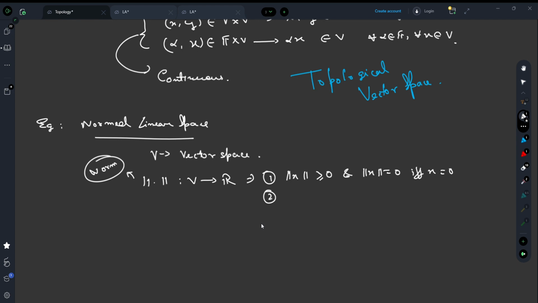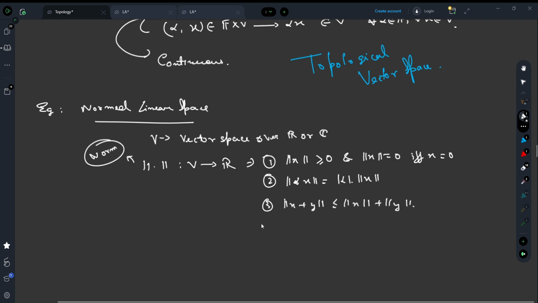Number two, you have the property of scalar multiplication: the norm of alpha times x is the same as mod alpha times norm of x, where alpha is the scalar, an element from the underlying field, because V is a vector space over R or C. And number three, it obeys the triangle inequality, that is, norm of x plus y is less than or equal to norm of x plus norm of y.